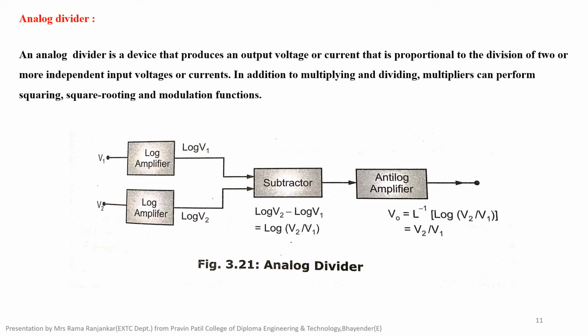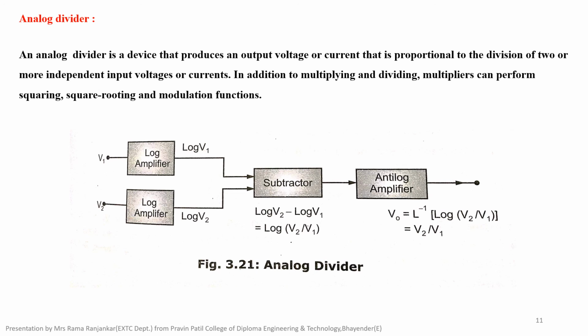Analog divider is a device that produces an output voltage or current that is proportional to the division of two or more independent input voltages or currents. In addition to multiplying and dividing, multipliers can perform squaring, square rooting and modulation functions. Here two log amplifiers are used, a subtractor is there, and an anti-log amplifier is there. By subtracting the two logs of voltages, we obtain the division of voltages.